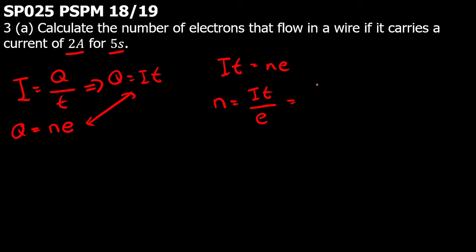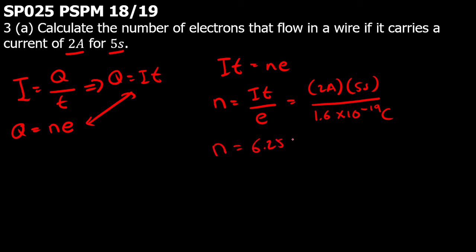So IT is merely 2 A multiplied by 5 seconds, both of that divided by the electron charge. You can refer to your constant sheet at this point and know that the electron charge is 1.6 times 10 to the power of negative 19 coulombs. Now at this point you can press your calculator and find that the number of electrons is actually 6.25 times 10 to the power of 19 electrons. So this is your answer.